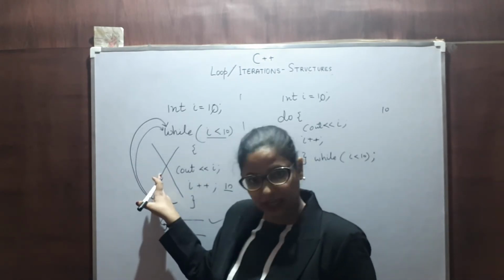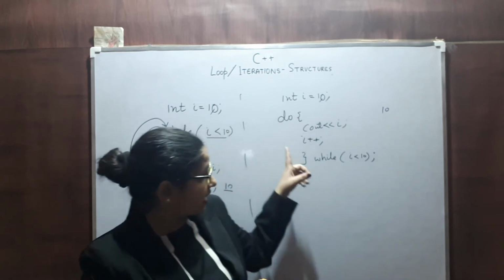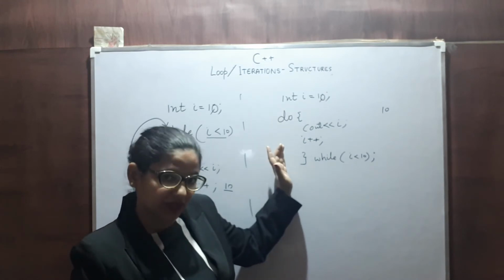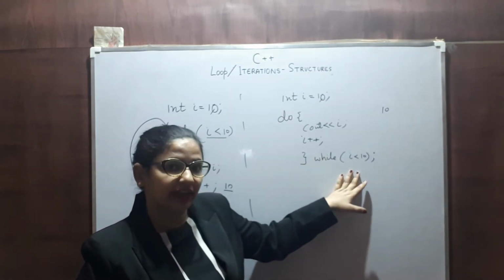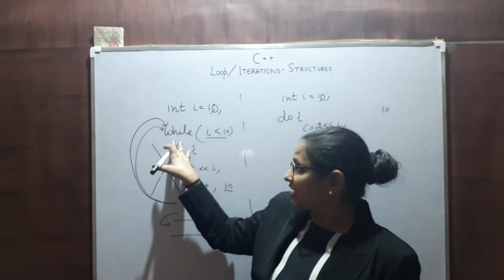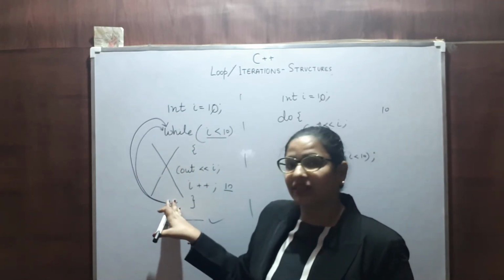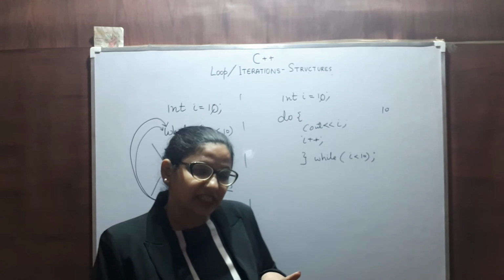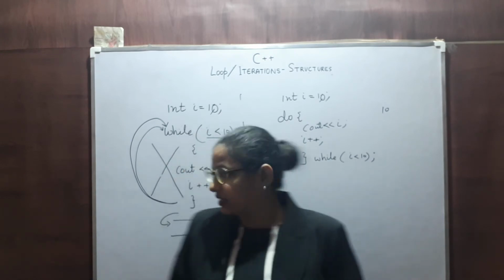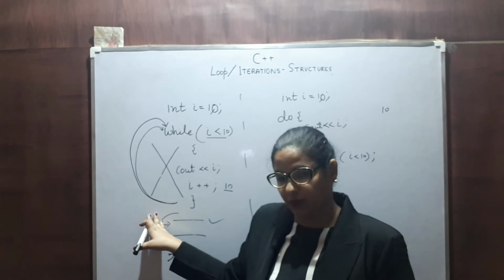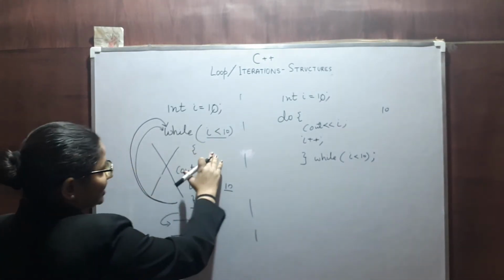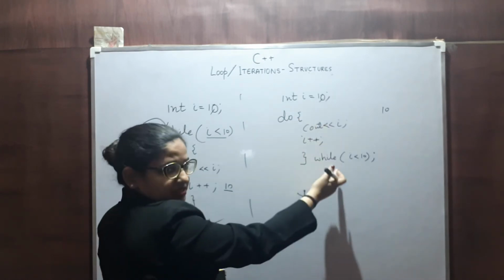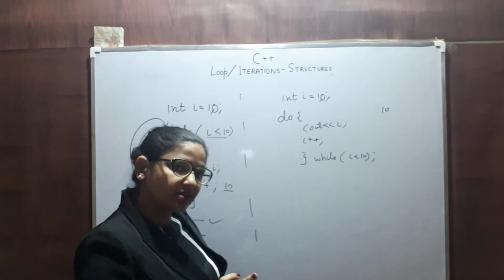Here it may or may not run, but here it will run at least once, because firstly we are executing the statement, then we are checking for the condition. Here we are checking for the condition, then we are executing the statement. Fine. So here the number of executions must be at least 1. Here it can be 0 or more than 0. Fine. So this is the difference between while and do while. Otherwise the working is the same. Check the condition. If true, then execute the statement. If false, then don't execute the statement.